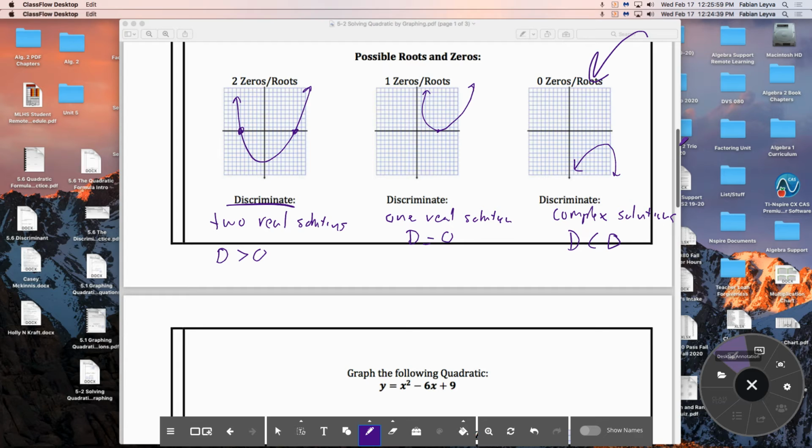So you can notice here that you can skip a few steps in finding the x-intercepts, or using the quadratic formula, if you know a little bit about how the graphs relate.